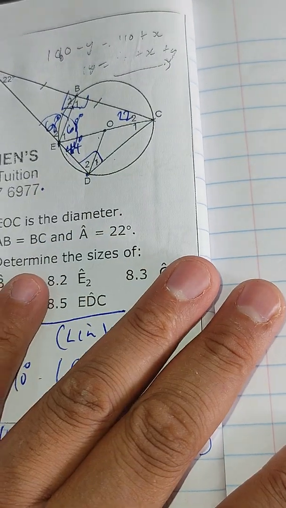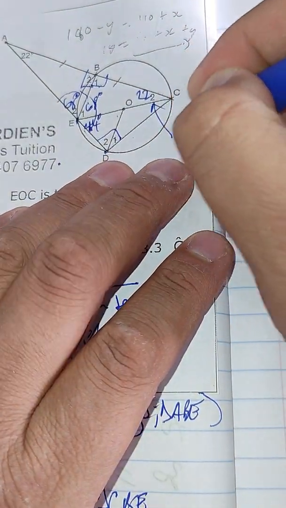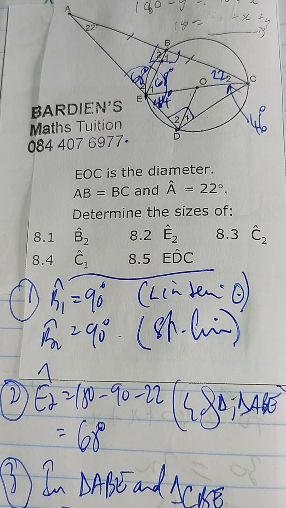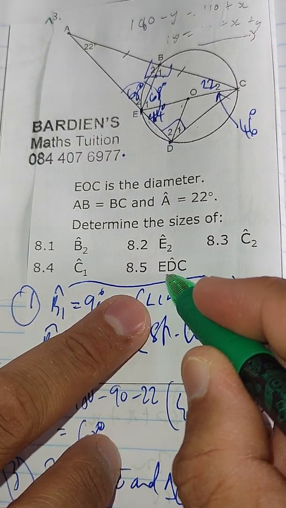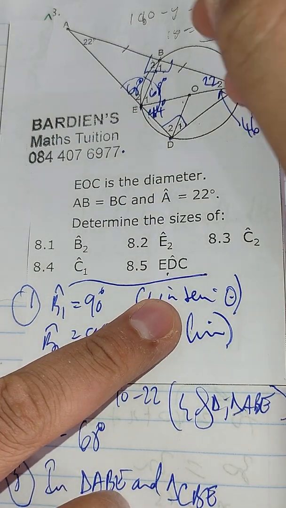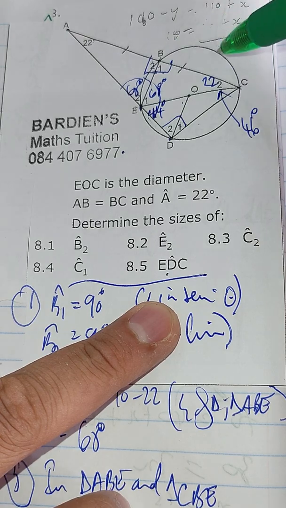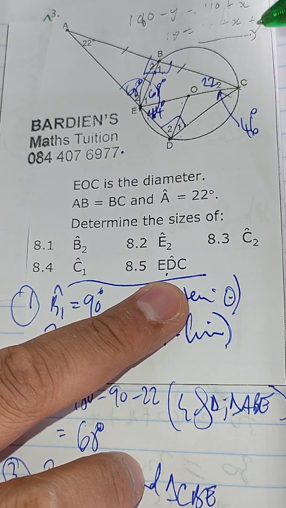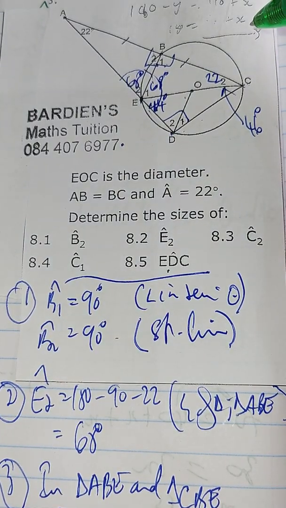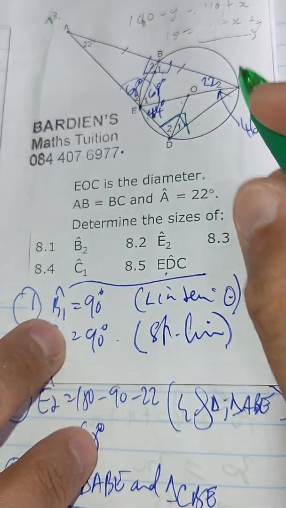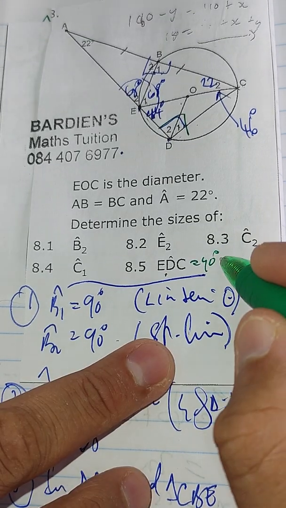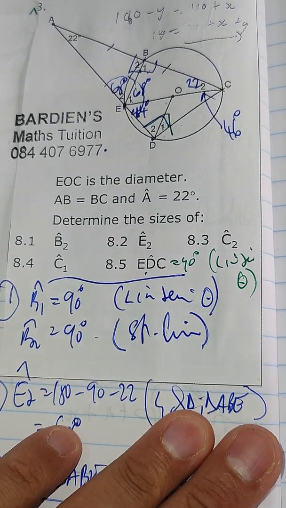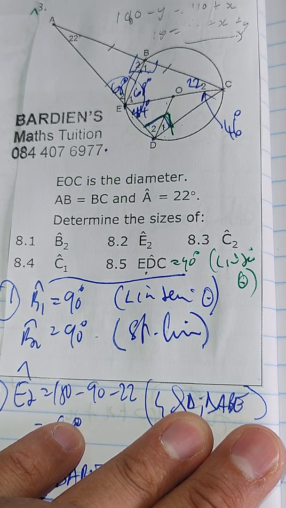So this diagram is becoming very messy. So that is now 46 degrees. Alright, last question. They want you to work out EDC. But we worked with EDC already. So EDC is equal to 90, because angle in semicircle. So EDC, yeah, 90 degrees, angle in semicircle.